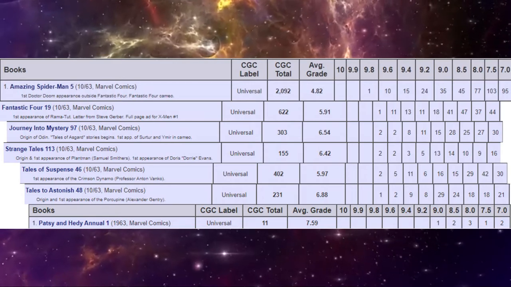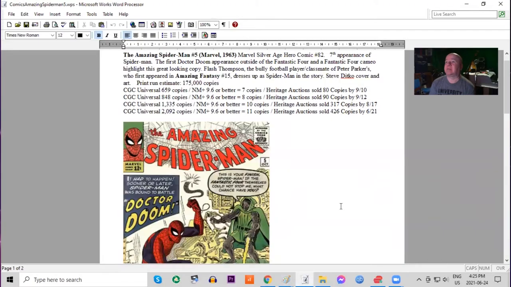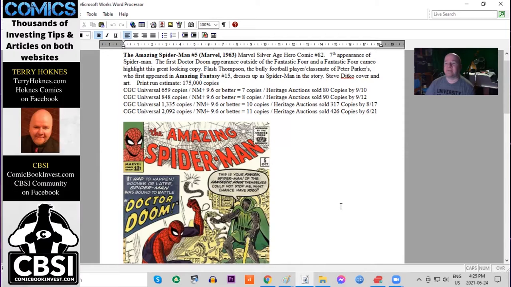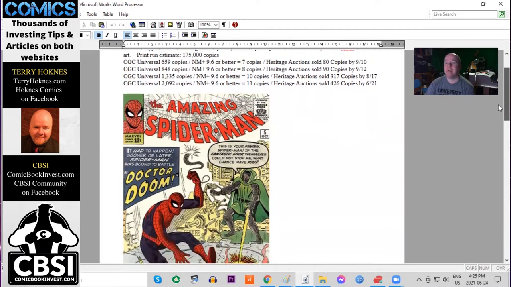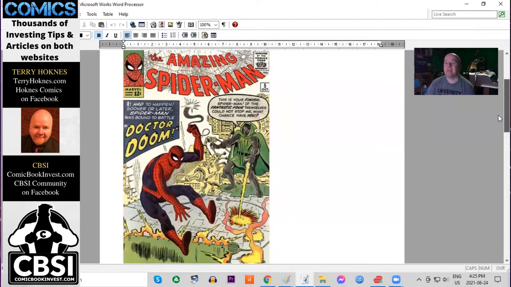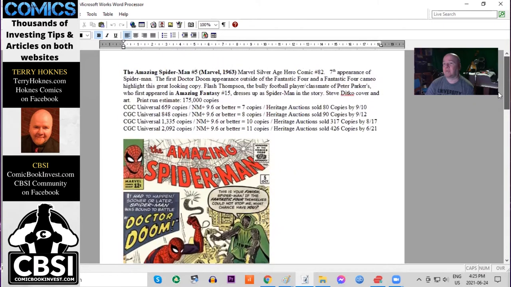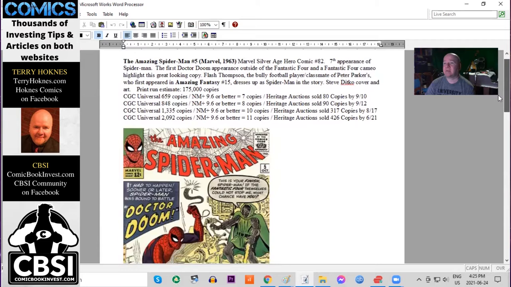Starting off with Amazing Spider-Man number 5. This is the 82nd Silver Age superhero comic published by Marvel since they started up in 1961. And this is also the 7th appearance of Spider-Man, and it's also the first Doctor Doom appearance outside of the Fantastic Four. And they also make a cameo in this issue. Nice action cover, white background, 12-cent cover price.